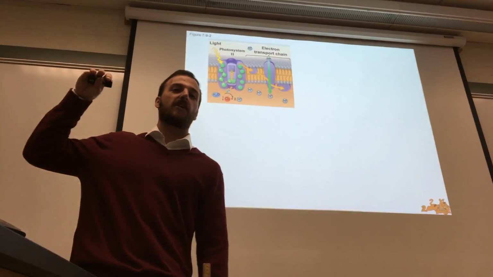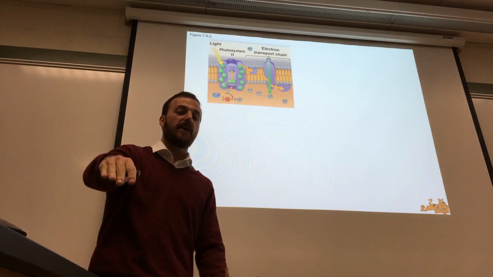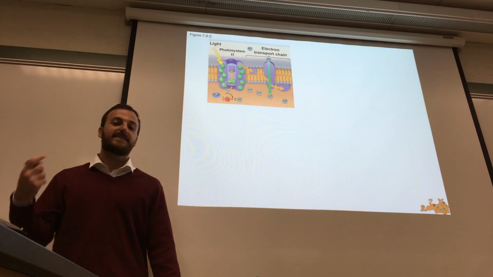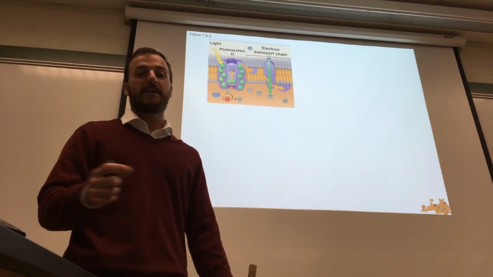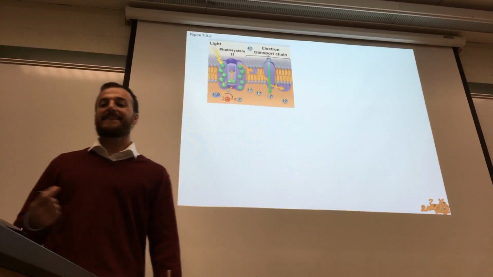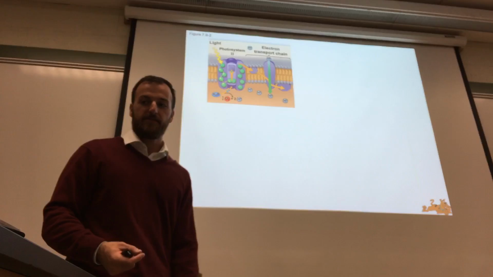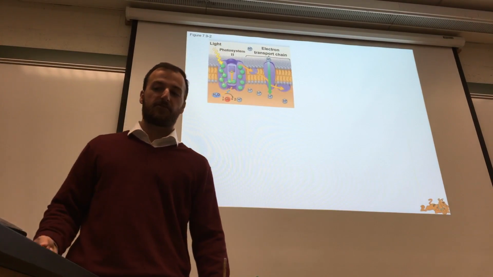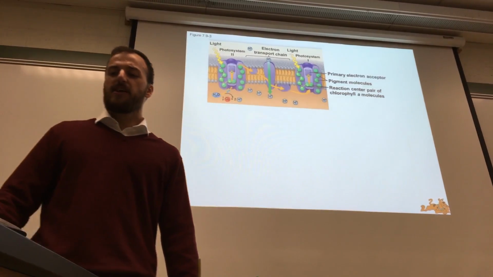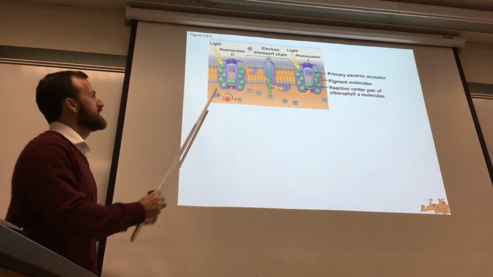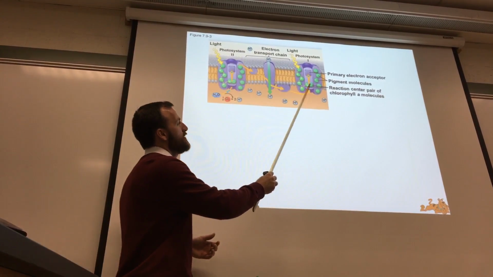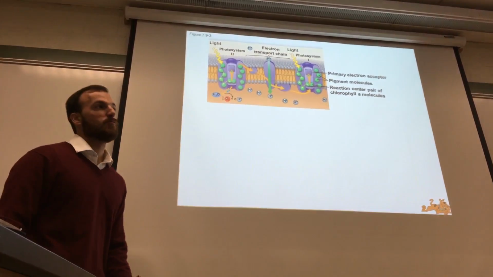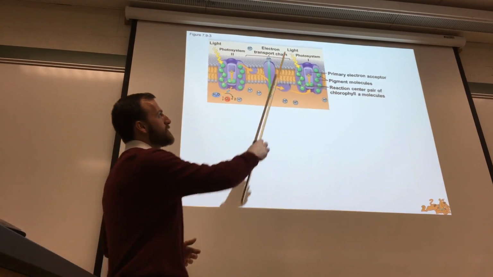Then that electron will travel again down yet another electron transport chain, which, in case you forgot, was a series of proteins embedded in some membrane. In this case, it's the membrane of the thylakoid, that are going to be used to harvest energy from high-energy electrons. And so eventually, this electron is going to reach photosystem 1. In photosystem 1, the same thing happens.